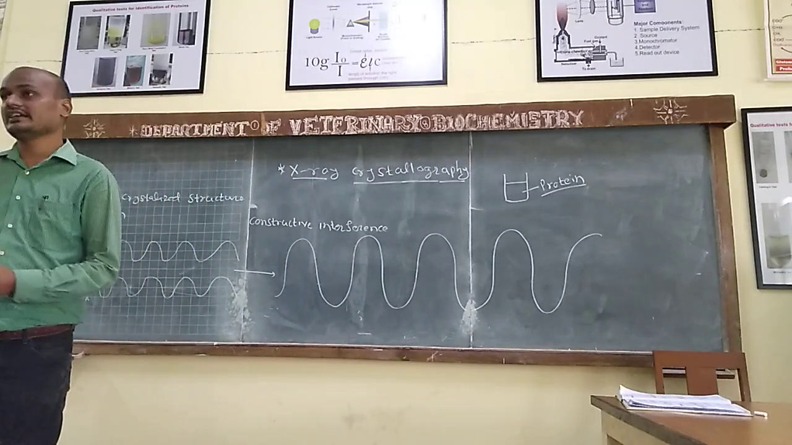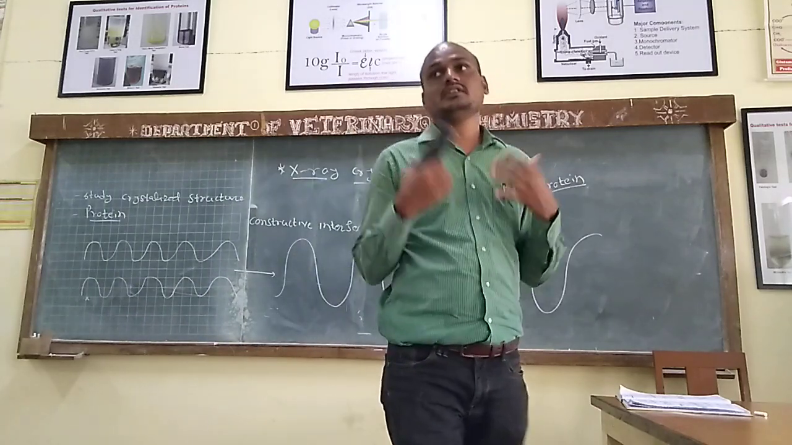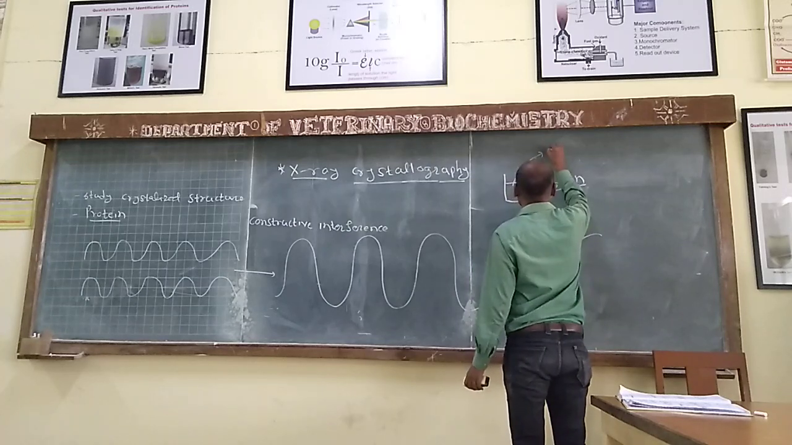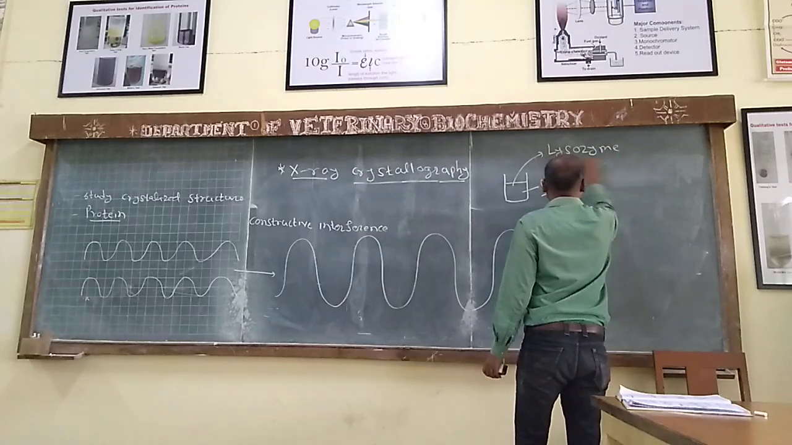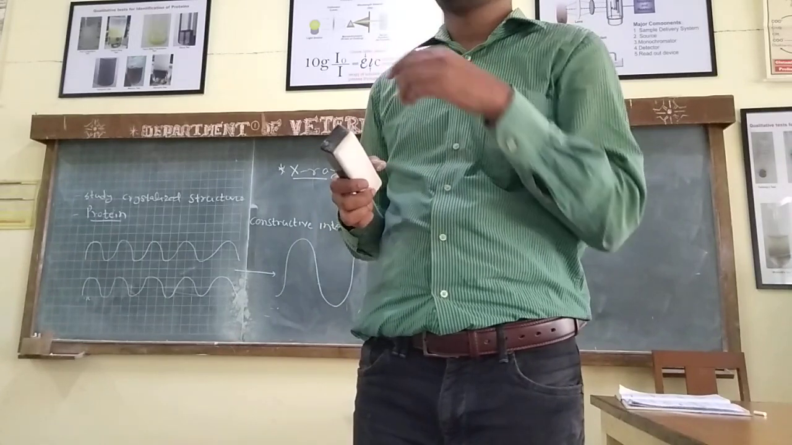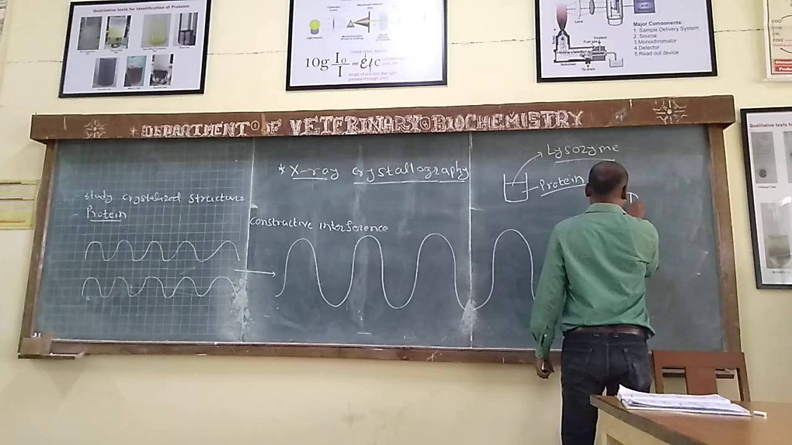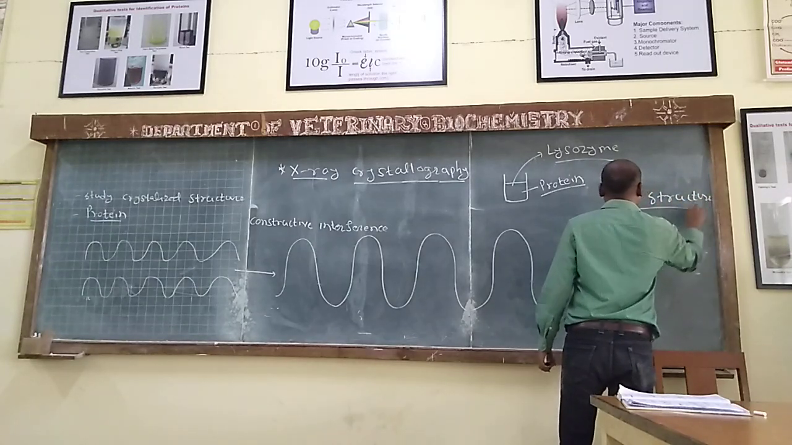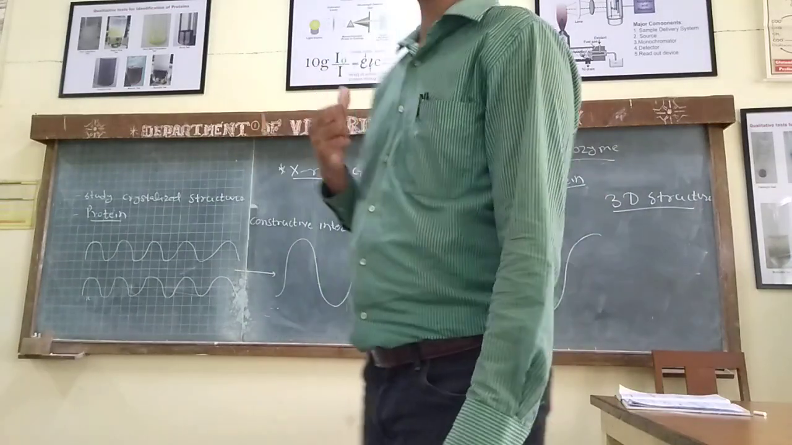So now how to determine its structure? What is the requirement? Any possible flow? For example, this solution contains one specific protein, lysozyme. How to determine its structure? On the basis of the three-dimensional structure. How to make the three-dimensional structure of this protein?